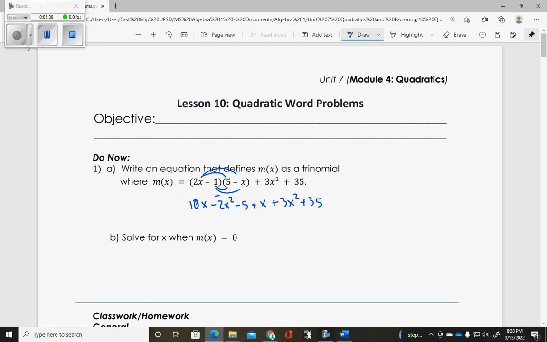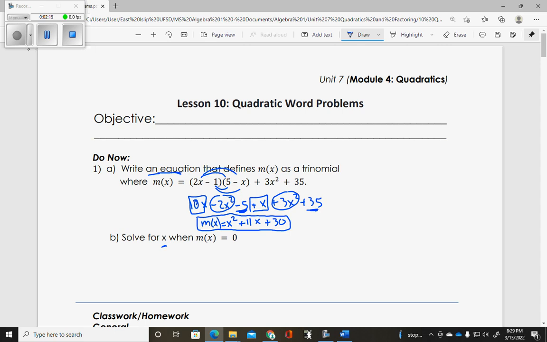We combine like terms and we make sure we write it in standard form. So I'm doing my x squares first. Negative 2x squared plus 3x squared is a 1x squared. My x's combine to be 11x. And then the constants combine to be 30. Now remember, it clearly says write an equation that defines m of x. So if you leave off this m of x equals, you will be marked wrong. So please be very, very careful. Those are the silly points that you never want to lose.